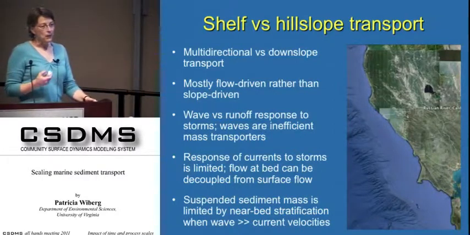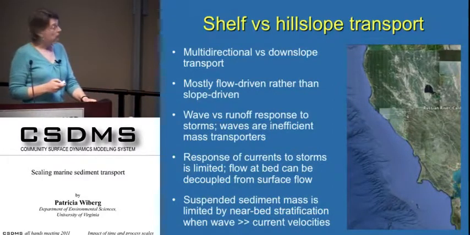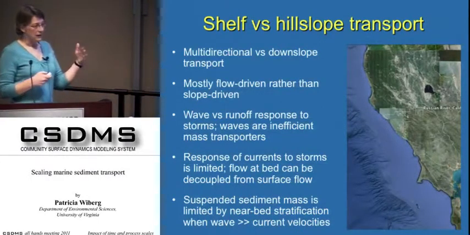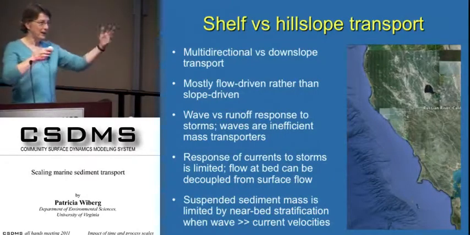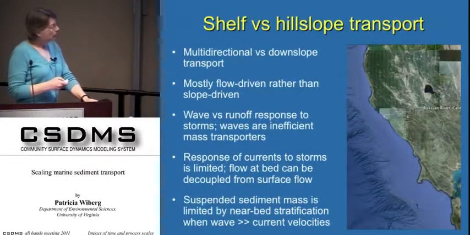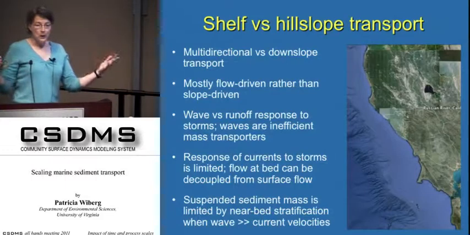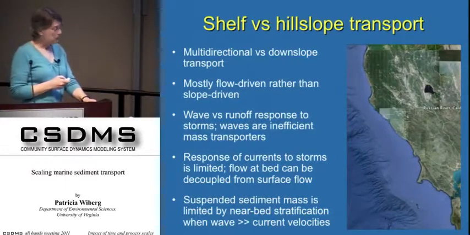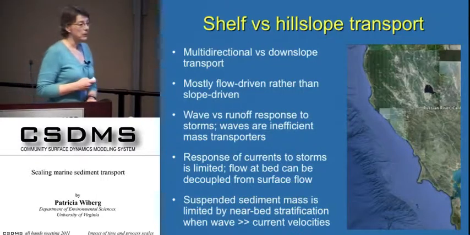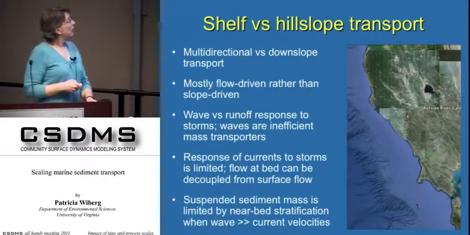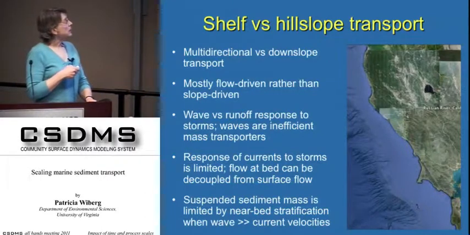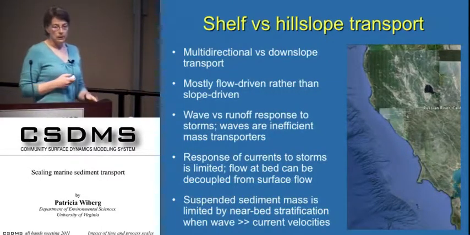The interesting thing about waves is that they produce large stresses, but they're inefficient at transporting mass. So they can get things moving, but they can't take them anywhere. The response of currents, which are the primary thing that actually advects material from one place to another, is not especially responsive to storms. And even to the degree that the surface currents might be, currents near the bed are often decoupled from the currents at the surface. So in fact, in many systems, the wave environment and the current environment are relatively uncorrelated.